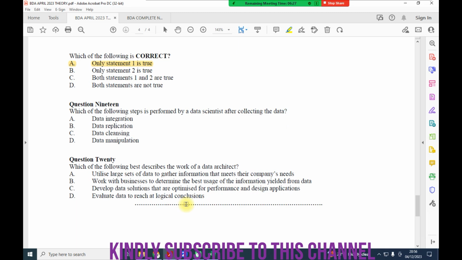In question 19, which of the following steps is performed by a data scientist after collecting the data? So we have already collected the data. Do we deal with data integration, data replication, data cleansing, data manipulation? The first thing that the data scientist will do after collecting the data is that the data needs to be cleansed. Data cleansing or data cleaning, to remove errors, to remove duplicates, or to deal with those data that are incomplete.